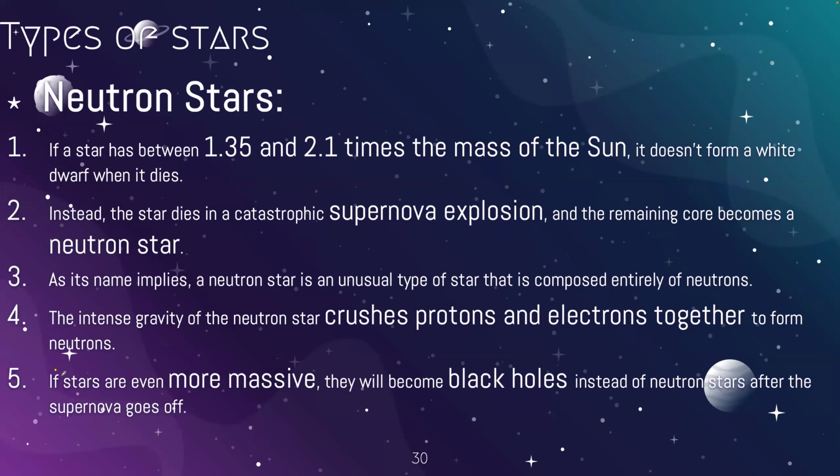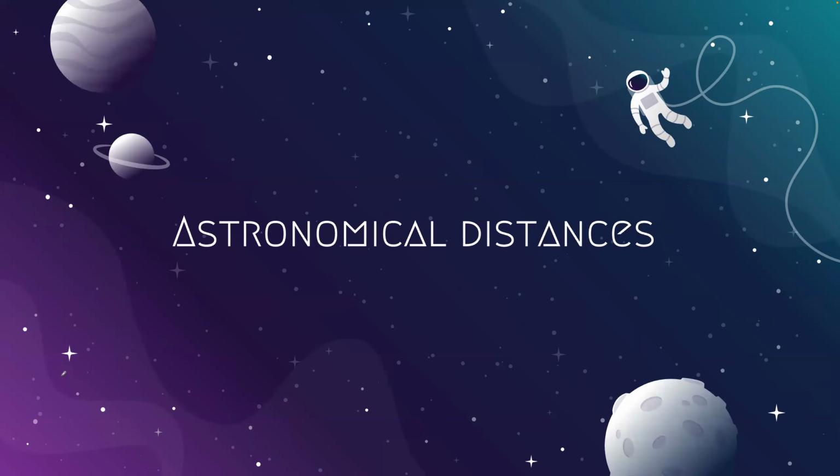If stars are even more massive, so why not, sir, neutrons also fusing together? I mean, you told electron and proton fusing together to form a neutron. Why not neutron and neutron fusing together? Yes, it will happen if the star is more massive. And when the neutron and neutron start to fuse together, they finally form a black hole instead of a neutron star. Clear? So that's all about the stages of the star.